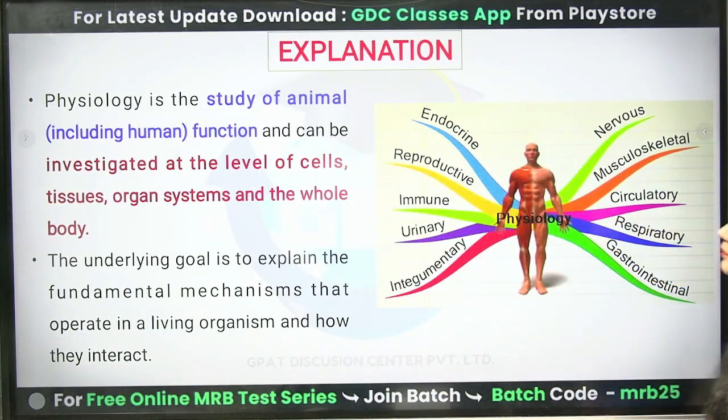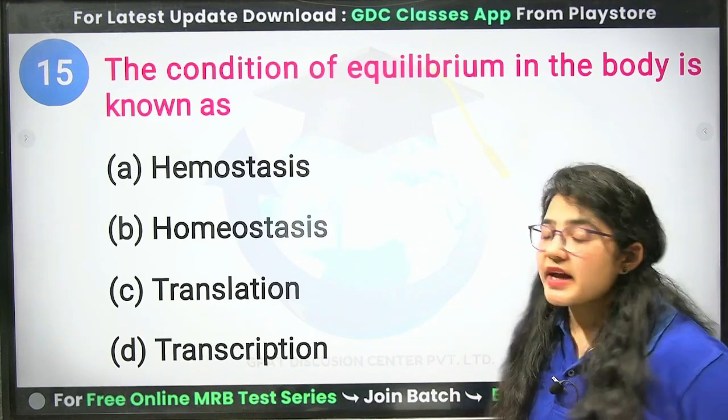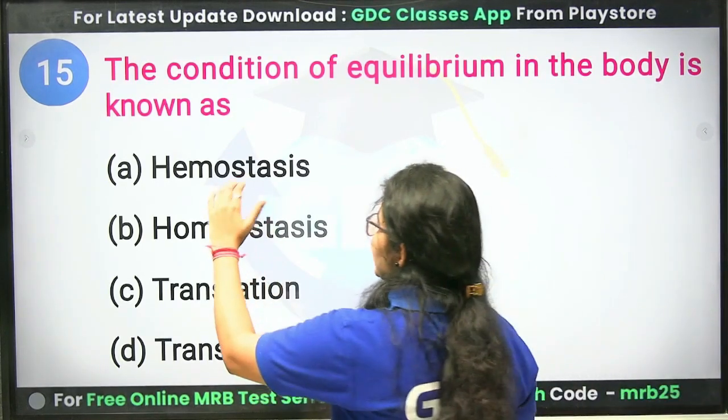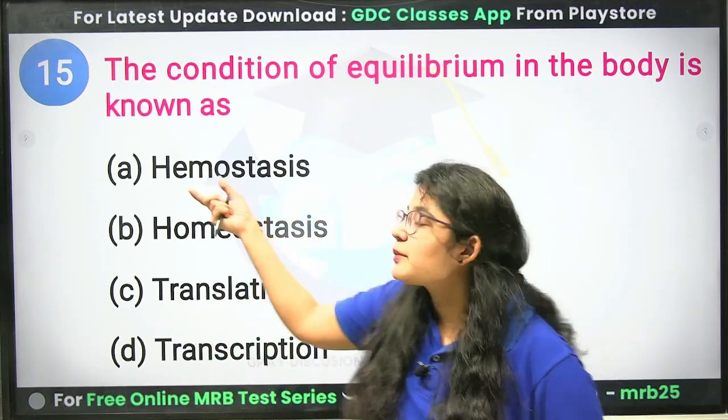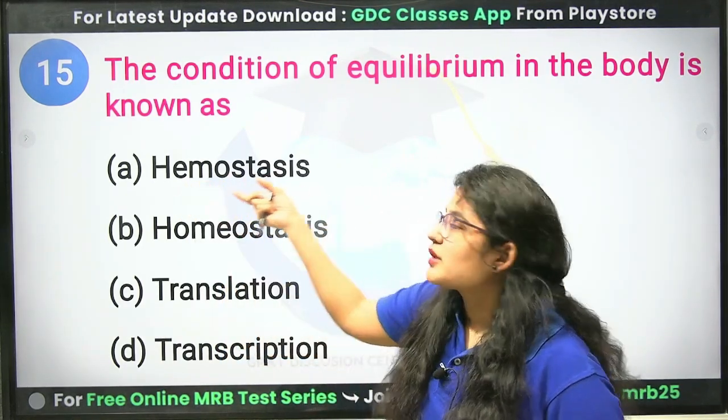Next question. The condition of equilibrium in the body is known as, see the options, homeostasis. The word homeo represents stability. That is homeostasis.